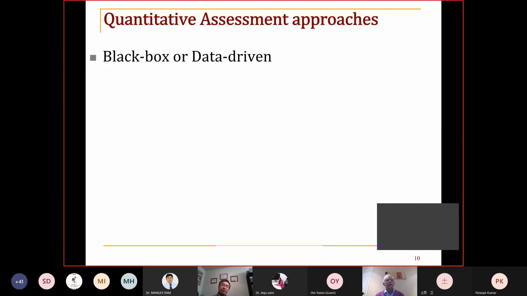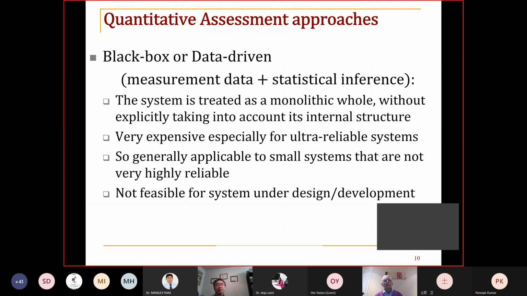So we can say that the first approach, the data-driven approach, may be called the black box approach, where the measurement data is collected from a real system, which is followed by statistical inference. Here, the system is treated as a monolithic whole without explicitly taking into account its internal structure. And this is clearly very expensive, especially for ultra reliable systems. Like, for example, Boeing 737, if you wanted enough data from which to then assess its reliability, it will take many years of data collection. So this method is generally applicable to small systems that are not very highly reliable.